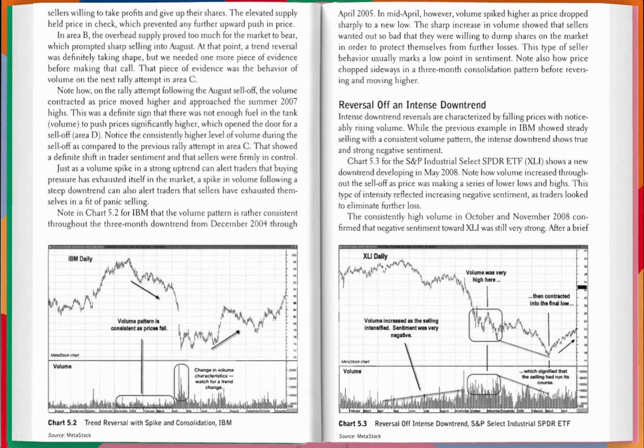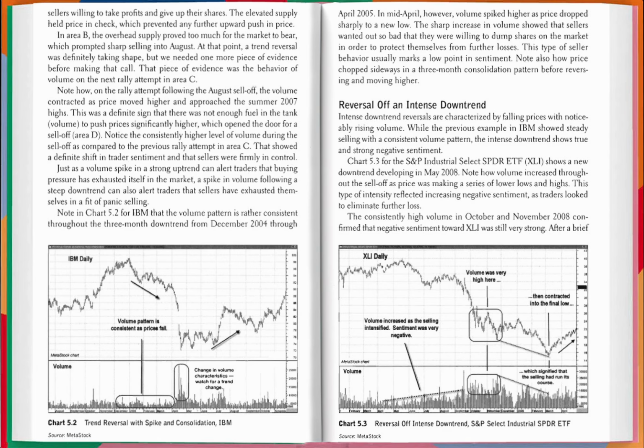Note how, on the rally attempt following the August sell-off, the volume contracted as price moved higher and approached the summer 2007 highs. This was a definite sign that there was not enough fuel in the tank, or volume, to push prices significantly higher, which opened the door for a sell-off, Area D. Notice the consistently higher level of volume during the sell-off as compared to the previous rally attempt in Area C. That showed a definite shift in trader sentiment, and that sellers were firmly in control.